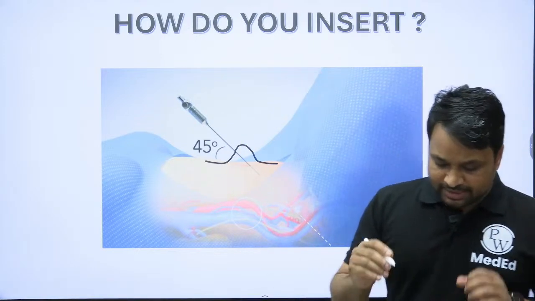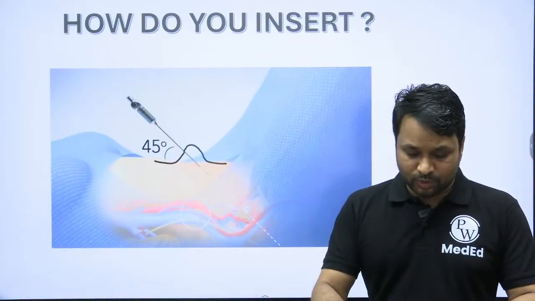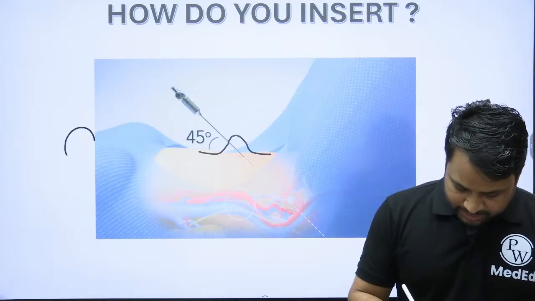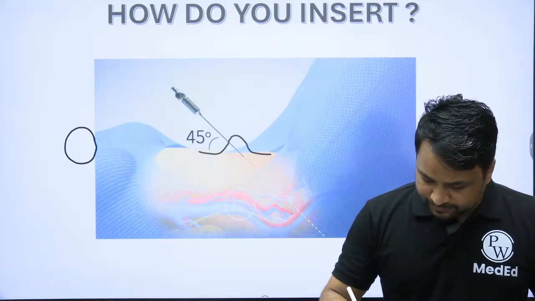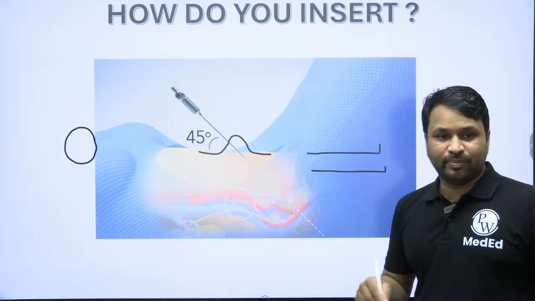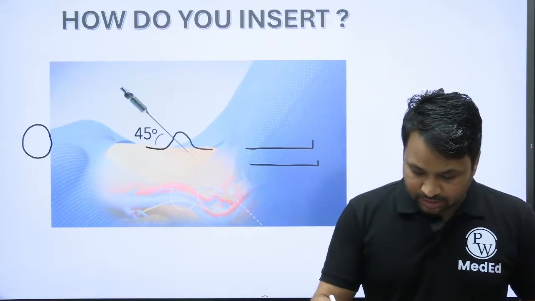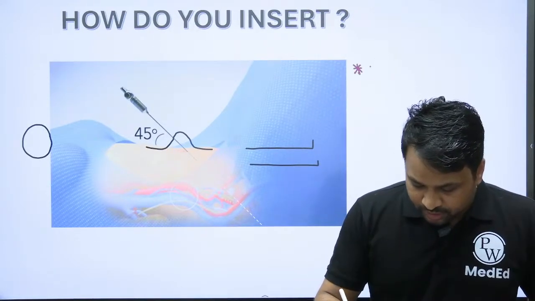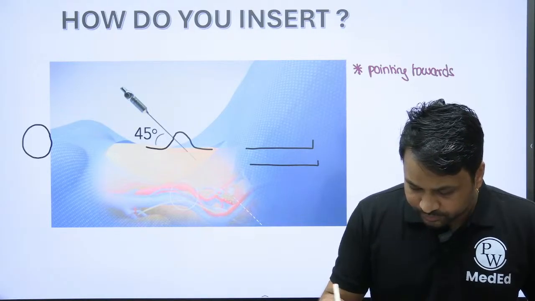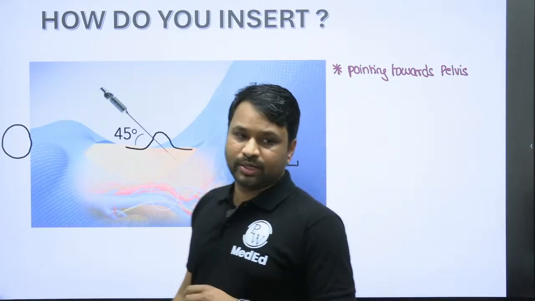Now the interesting thing is there are two angles that you should know, right? First of all, when you're inserting the Veress needle, in which direction would you like to insert? Just for the sake of understanding, this is the head end of the patient, and this is the foot end of the patient. Okay? You will always point towards the pelvis, right? So the insertion of the Veress needle should be pointing towards the pelvis.